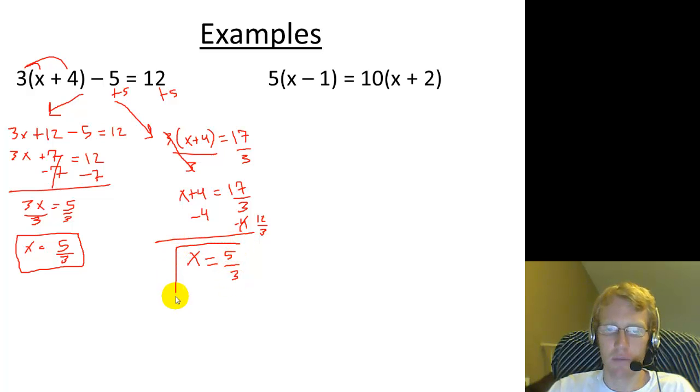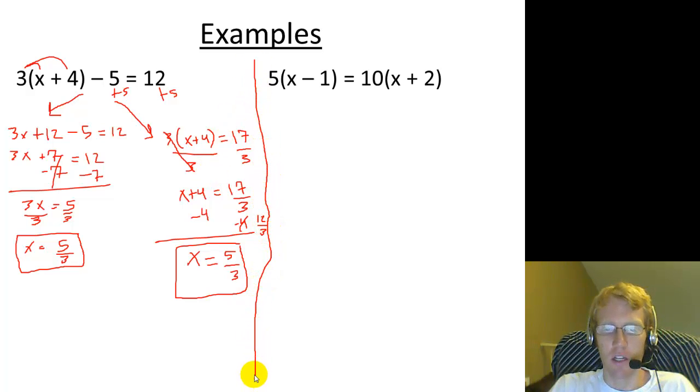So which of these methods do you think was easier? Option 1 was to distribute and simplify this side of the equation first, and then solve. Option 2 was to start solving right away. So which one is easier? It kind of depends on your personal taste and how you like to solve them, and it also depends on how the problem is set up.